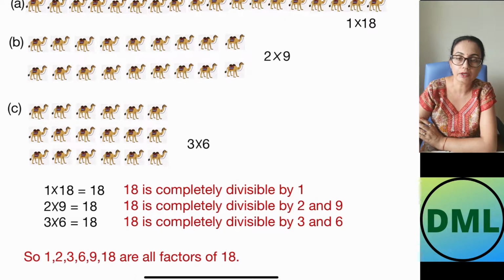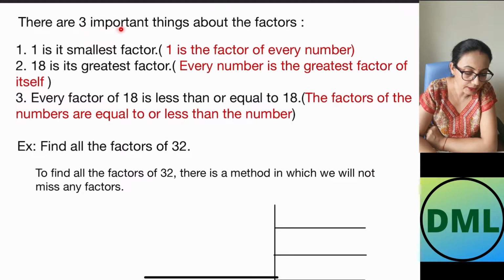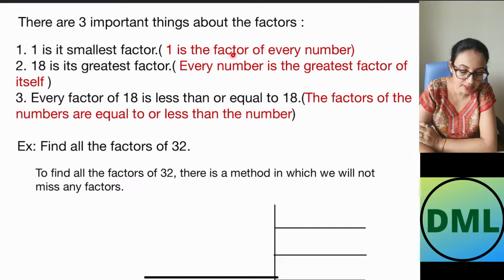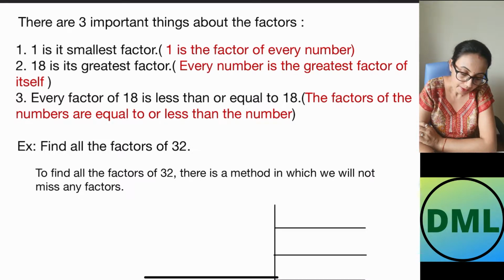From this, what did we learn? We learned that there are 3 important things about the factors. First thing is 1 is its smallest factor. That means 1 is the factor of every number. Second thing, 18 is its greatest factor. Every number is the greatest factor of itself. Whatever number you take, that number itself is the greatest factor of that number.